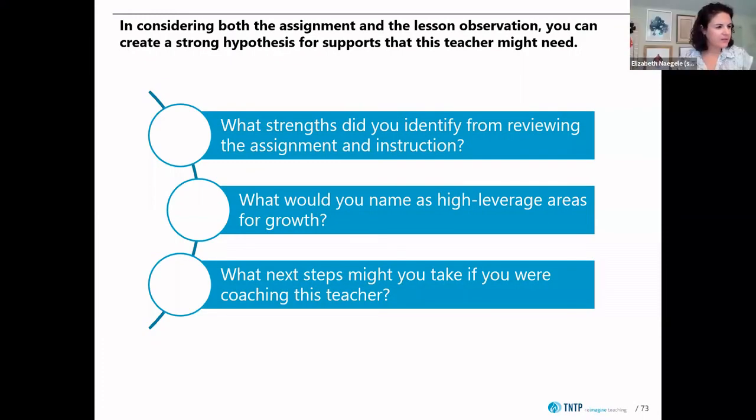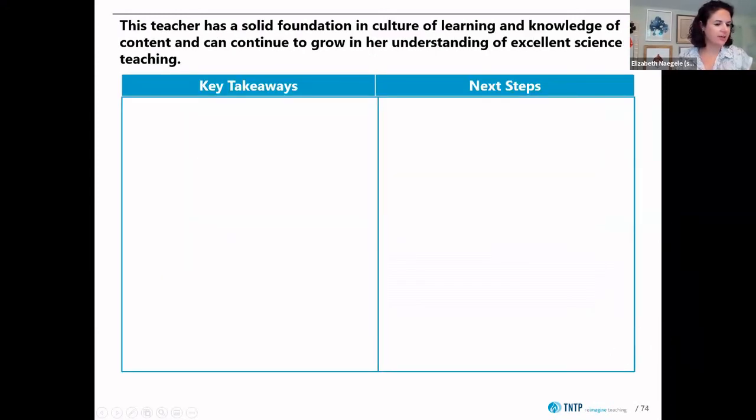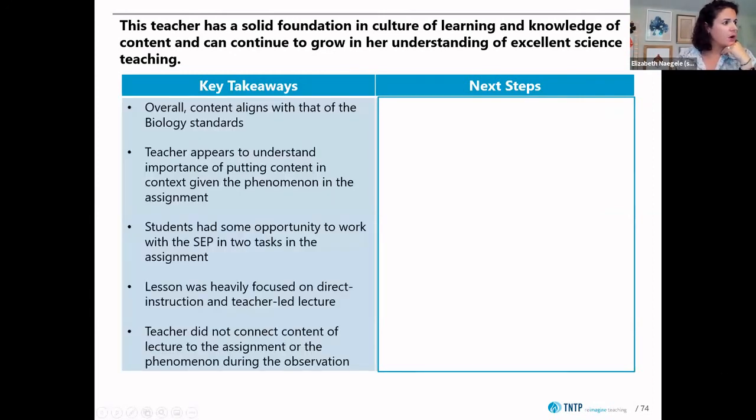Great, welcome back. A few minutes to chat about your reflections from this teacher and how you might coach them based on your vision for excellent instruction. I'm going to name some of the key takeaways and next steps that I would focus on based on these two artifacts. Overall, the content aligns with the biology standards. So in comparison to the previous teacher, where we really thought about alignment of the scope and sequence, this would not be an area of priority for me.